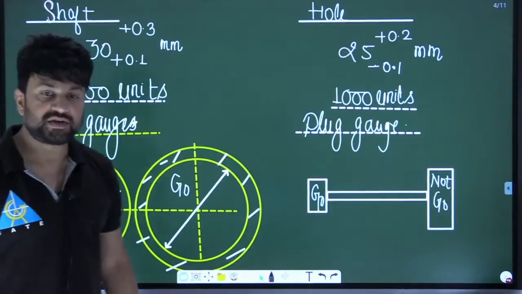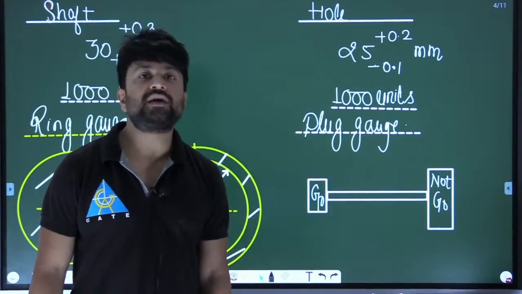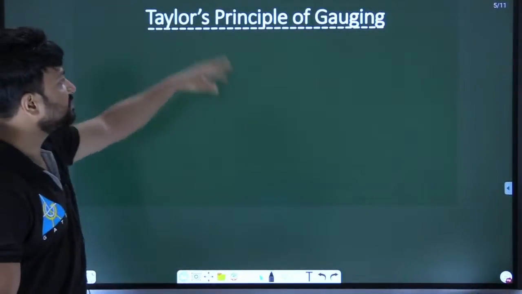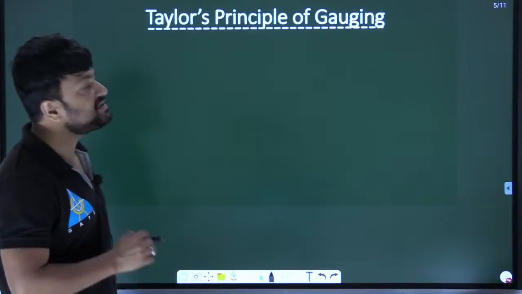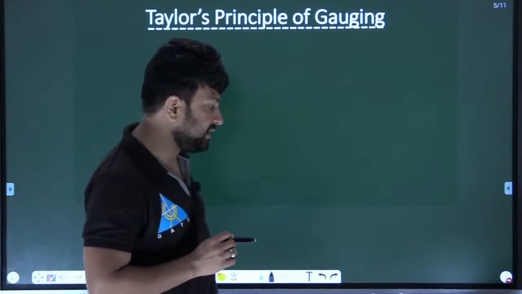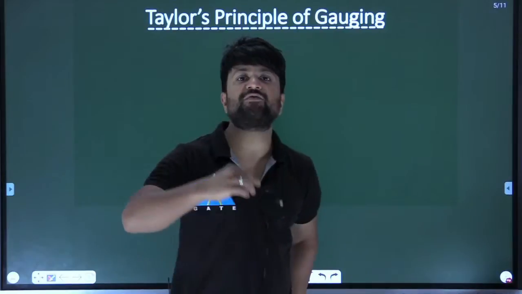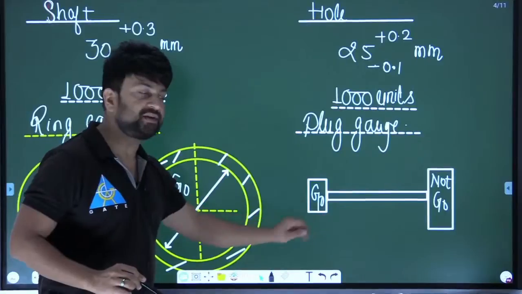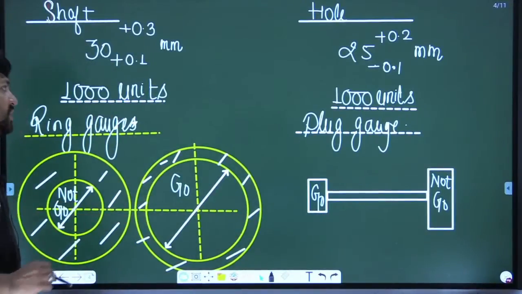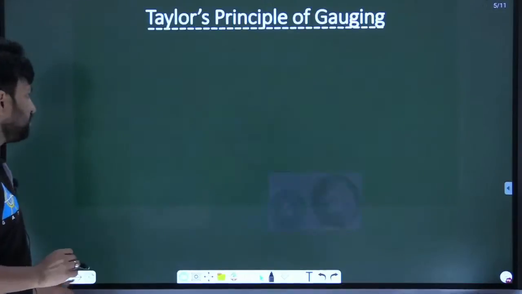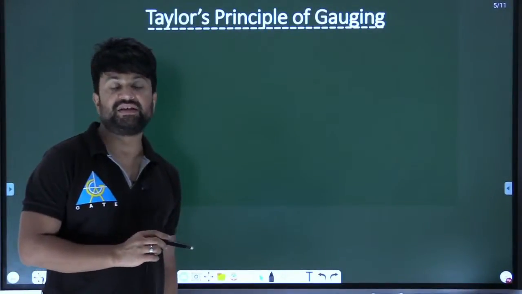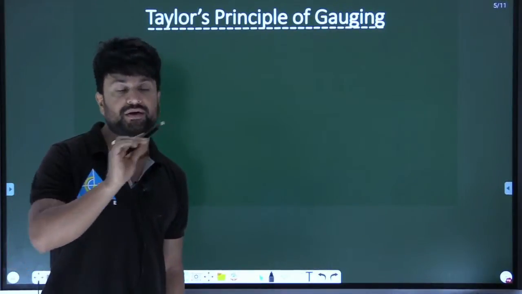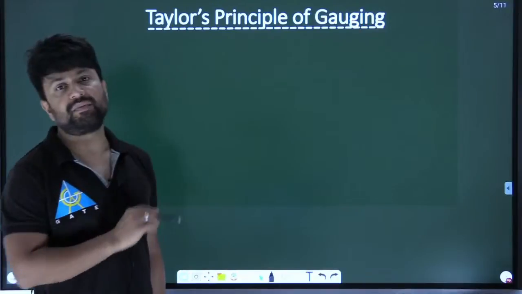Actually, these gauges are designed according to Taylor's principle of gauging system. Taylor says that you have to design the go part either for a ring or for a plug. Go is present in the plug gauge and also in the ring gauge. Taylor says you have to design go in such a way that it should cover the maximum material of the product.